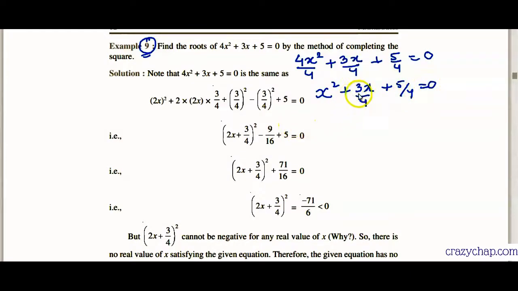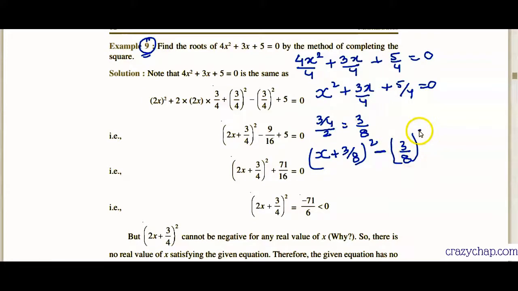Now same method, whatever the x coefficient is, we divide that by 2. So 3 over 4 being divided by 2, we get 3 over 8, and then we use it as a square. So x, and this number is positive, so plus 3 over 8 whole square, and we always subtract the square of that number. So 3 over 8 square, and at the end we write down the constant. So plus 5 over 4 equal to 0.